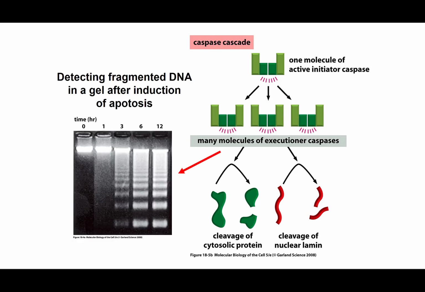One of the phenotypes of apoptosis, as we mentioned, is chopped up DNA. If the cell's destroying itself, it's not going to need its DNA anymore, so you're going to chop it up, stop any transcription. You can actually detect apoptosis by detecting fragmented DNA in a gel after the induction of apoptosis. Here you can see time, and you can see initially there's not really any apoptosis. The DNA fragments are quite large, and then about 3 hours later you start seeing a lot of this chopped up DNA, and by 12 hours there's a lot of chopped up DNA.